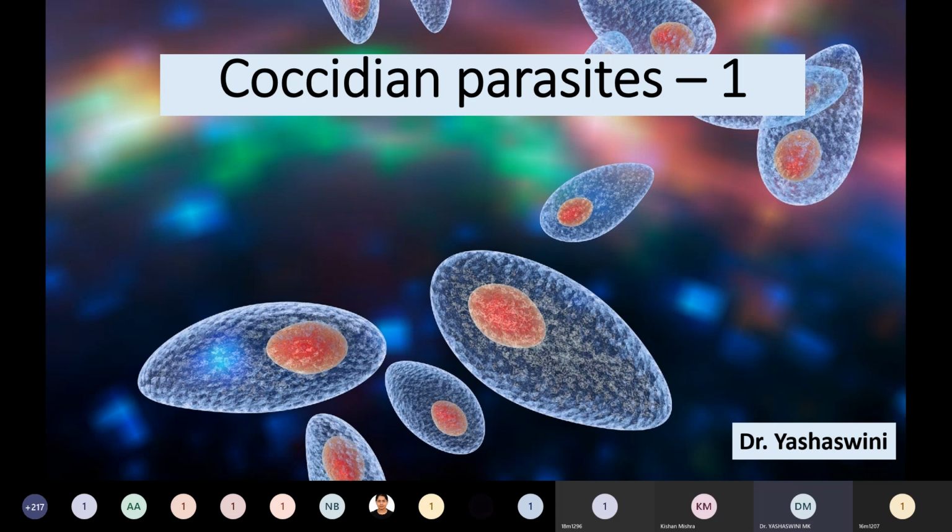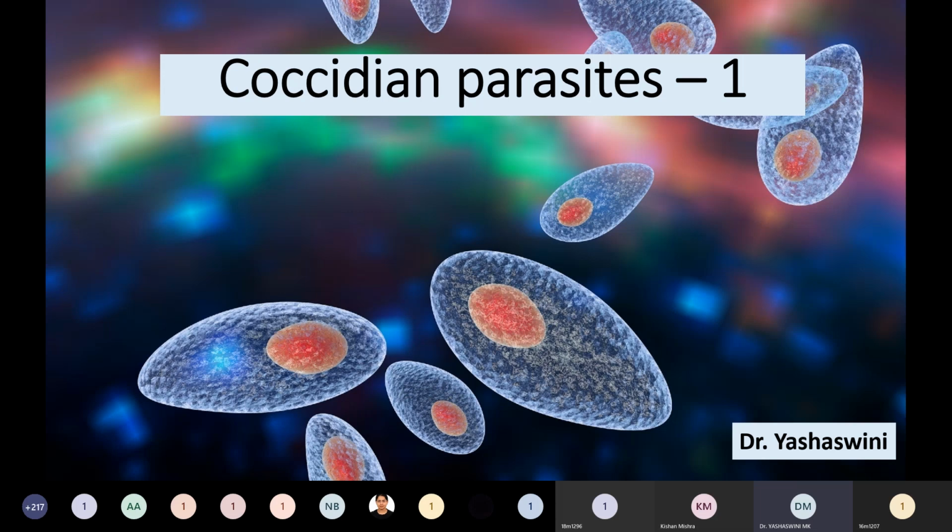So the cat gets infected when it ingests rodent meat which contains this tissue cyst. Usually if it is a human tissue cyst, it will be a dead end infection. Otherwise, if it is other mammals, when the cat eats the tissue cysts contained in the mammals, it gets infected. So whatever bradyzoites are present will be released.